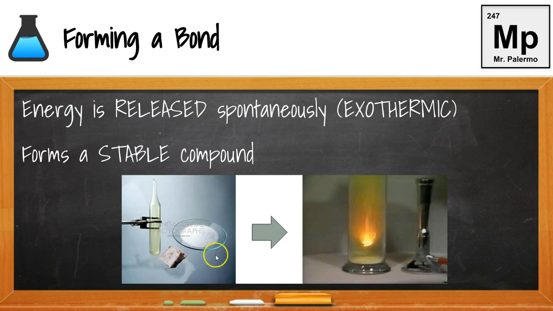Here's an example. Here is pure sodium, the metal. This is chlorine gas. When they form a bond, as you can see here, it's very exothermic. We can see lots of heat being released, and we then form a very stable compound, which is sodium chloride, or table salt.